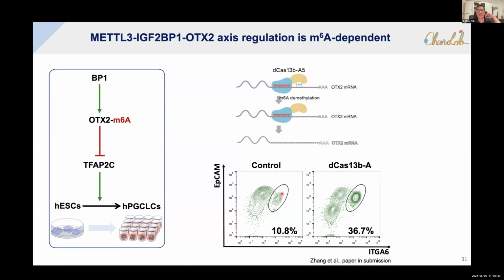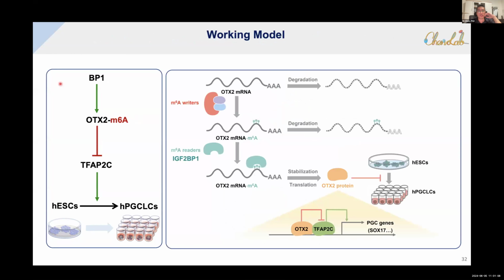And we found that indeed, when we remove the M6A modification specifically in OTX2, we found the same phenotype, increased human germ cells induced from the embryonic stem cells. So this confirms that indeed the M6A modification is critical for the regulation of human germ cell development.